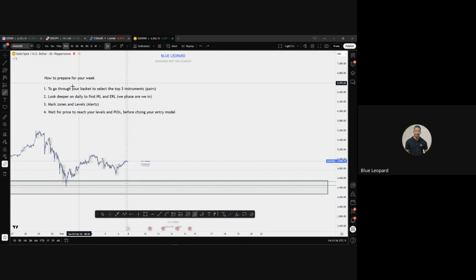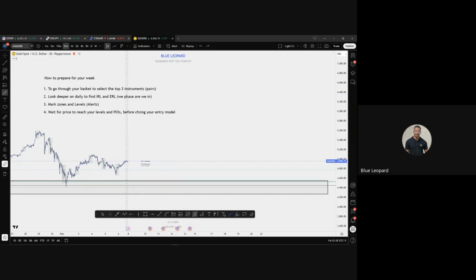We have to prepare for the week. First thing, we go through the basket to select the top 3 instruments, the pairs, okay? The pairs will depend on different factors. This is a way I'm showing you, but you can be someone who wants to trade only one pair and only focus on one pair. That can work too.